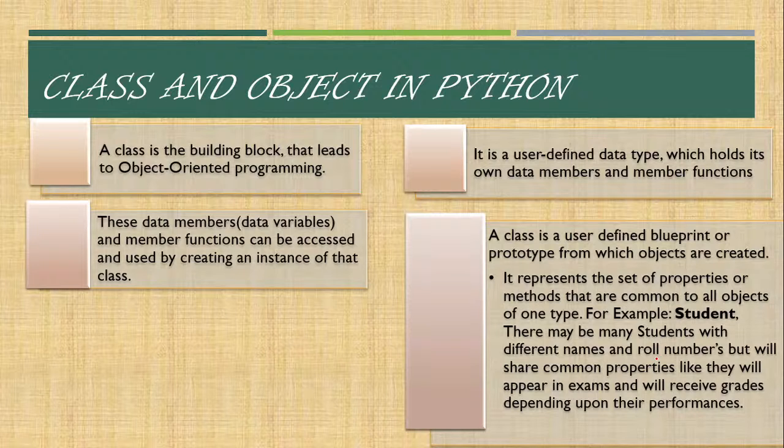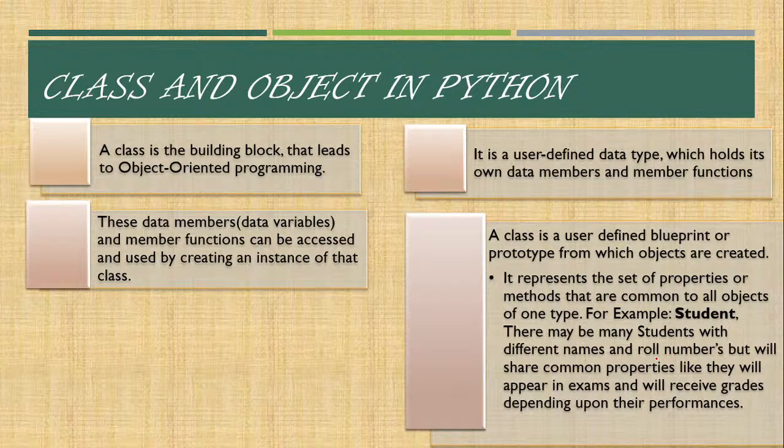Finally, what we can say is a class is a user-defined blueprint or prototype from which objects are created. So we have understood that a class is a blueprint, and we can instantiate different objects using this blueprint. It represents the set of properties or methods that are common to all objects of one type. For example, student: there may be many students with different names and roll numbers but they will share common properties like they will appear in exams and will receive grades.